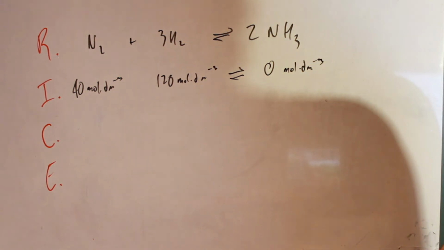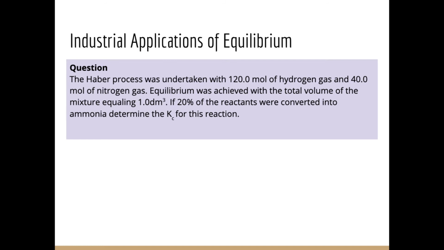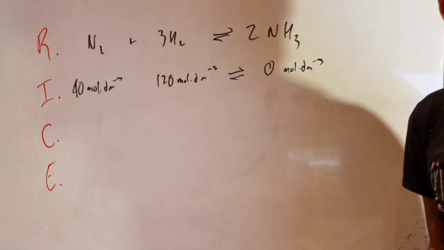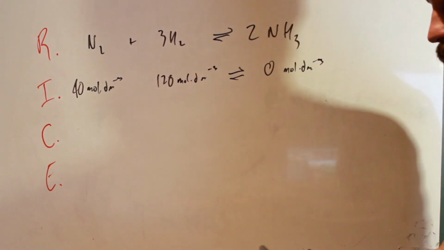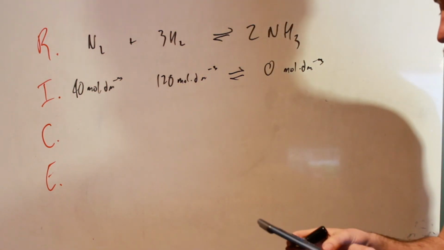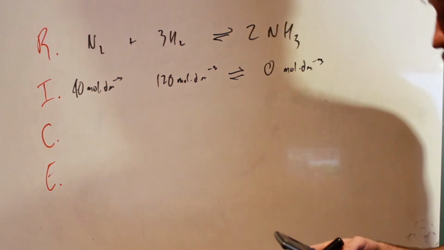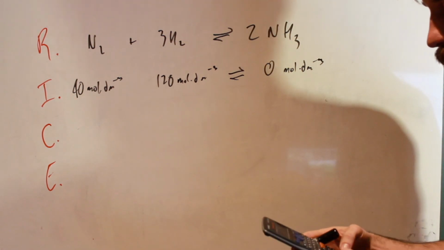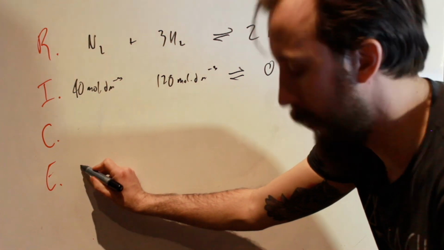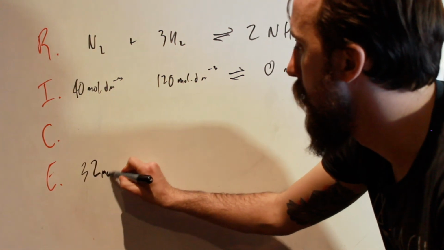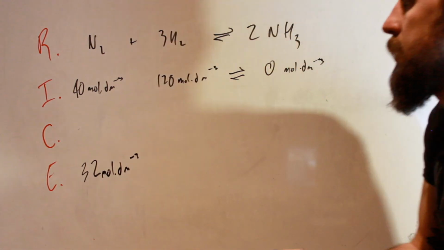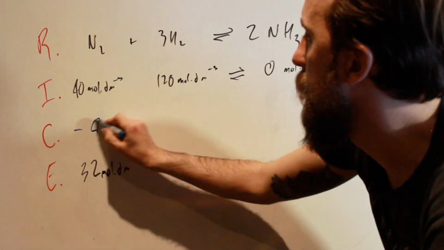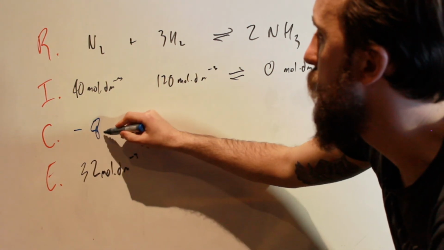This was worded a little bit differently, wasn't it? It's saying if 20% of the reactants were converted into ammonia, what's the Kc? So if 20% of the reactants were converted, it means that 80% of the reactants are left. So I've got to get 80% of my reactants, and that will tell me my equilibrium concentration. So I go 40 times 0.8. That gives me an equilibrium concentration of 32 moles per decimeter cubed. So this has a decrease of 8 moles per decimeter cubed.